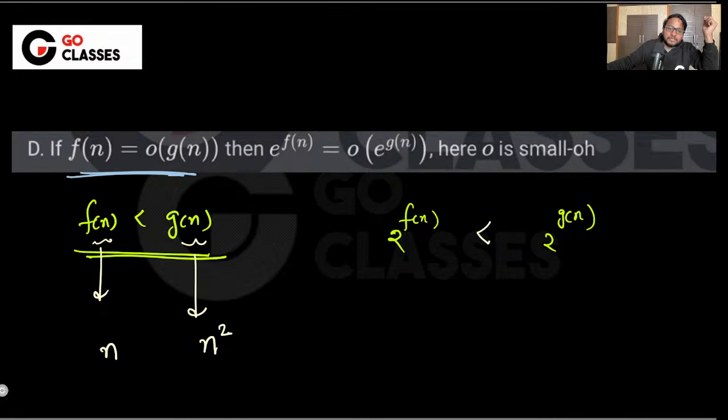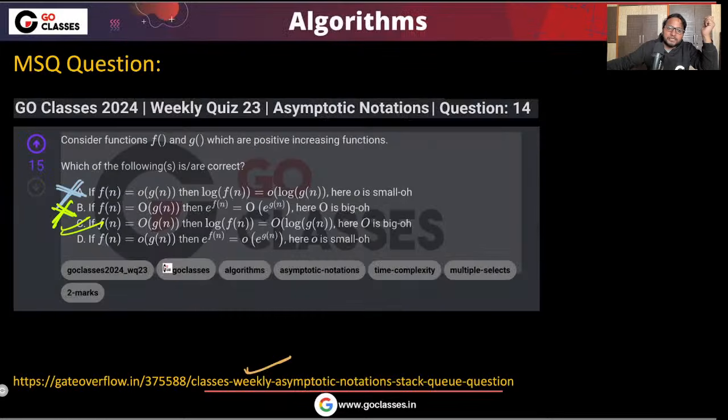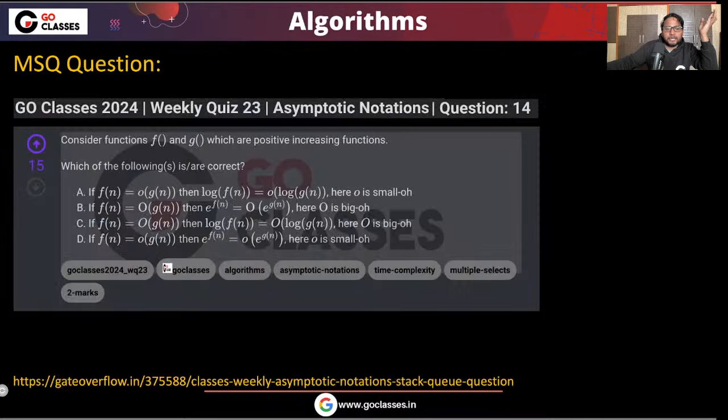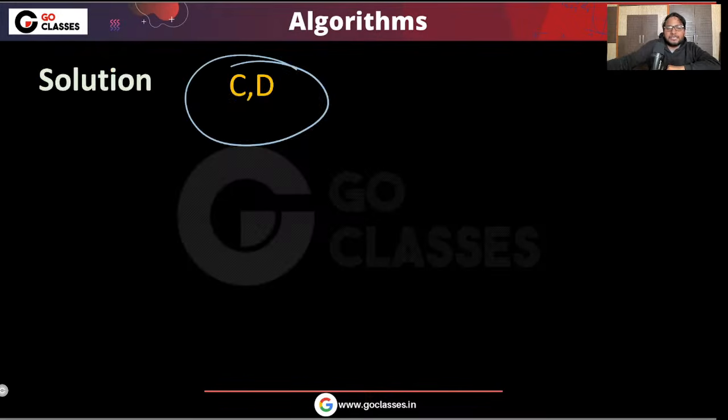So let me just see the answer here. D is the correct answer. So what are the answers? C and D are the answers, right? See here, C and D are the answers. Okay, so let's just see some conclusion.